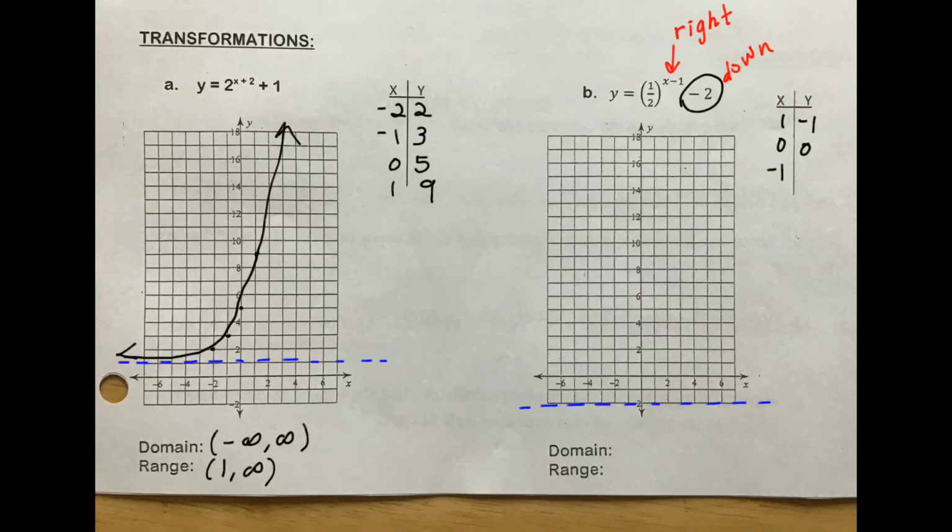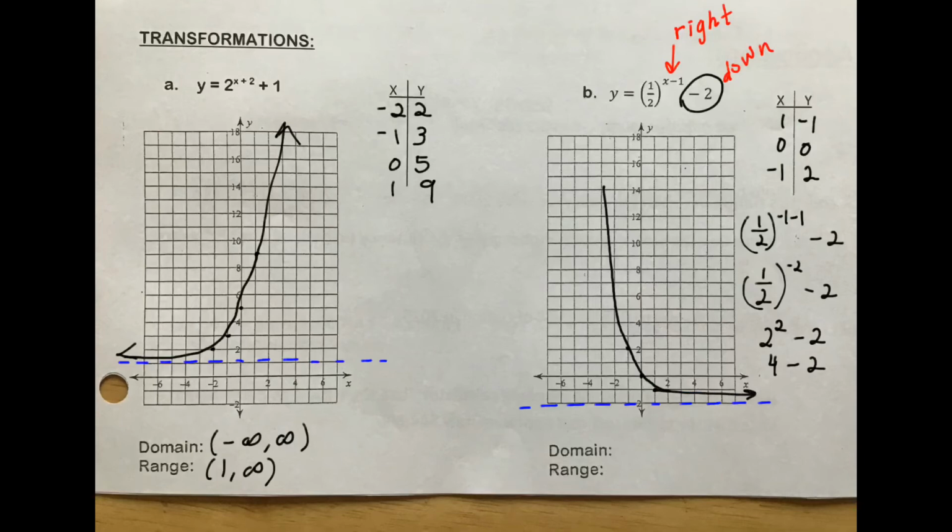So now let's put in -1. If I put -1 in for x, 1/2 to the -1 minus 1, minus 2. So this would be 1/2 to the -2nd. But because it's a negative exponent, it's going to flip it and make it 2 to the 2nd minus 2. 4 minus 2 is 2. So let's plot what we know. 1, -1, 0, 0, -1, 2. So you'll see we have a couple points that we can go ahead and plot. Again, I can keep going if I wanted to. If you have a graphing calculator, you're more than welcome to plug it in as well.